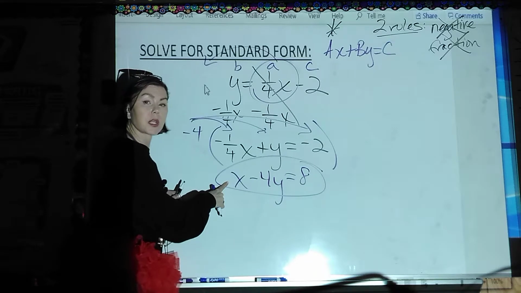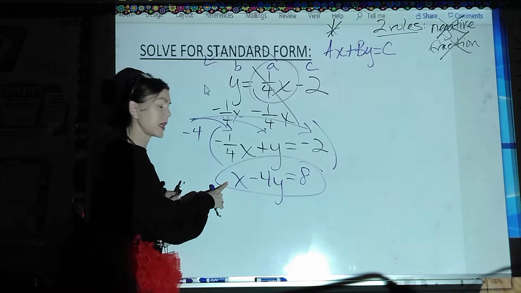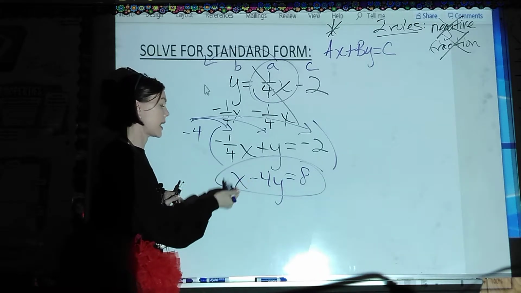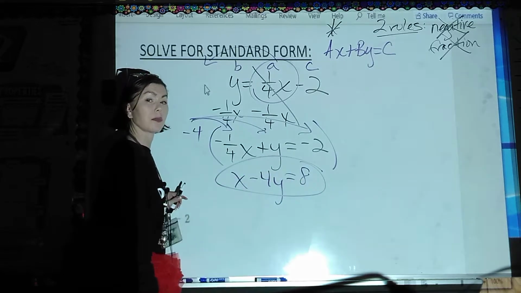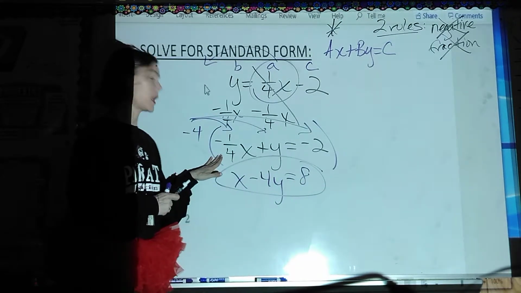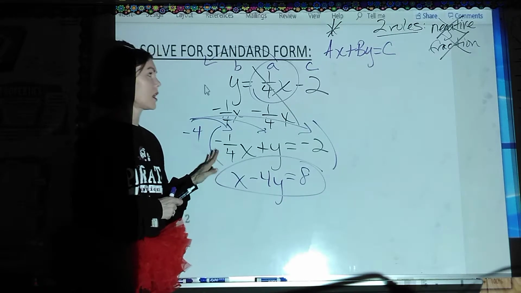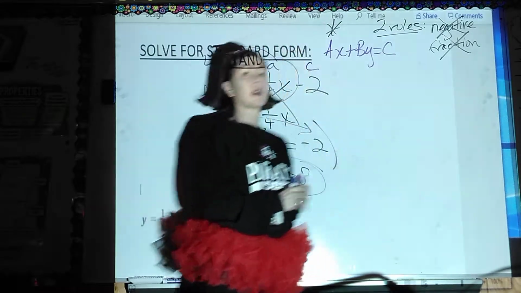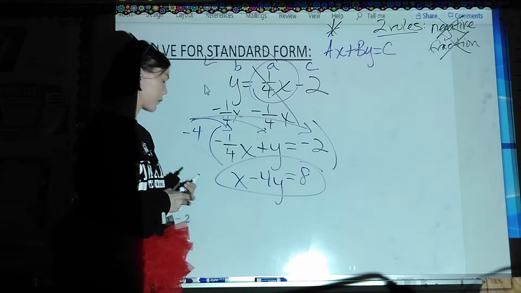Did we get rid of the negative number? Yes. Did we get rid of the fraction? Yes. We're done. ABC form. That's what we wanted. I wanted to give you the example of how we get rid of a negative fraction that violates the two rules: can't have a negative, can't have a fraction.